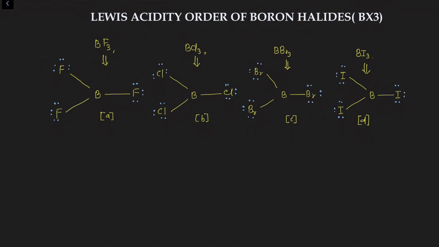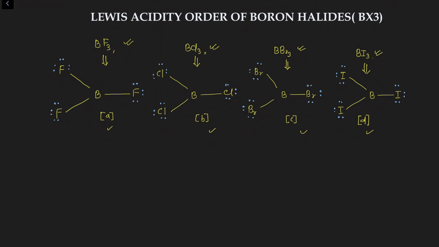Today we are going to discuss the Lewis acidity order, or Lewis acidic character, of boron halides. So what are the boron halides? Boron trifluoride, boron trichloride, boron tribromide and boron triiodide. These A, B, C, D are the Lewis dot structures of all the boron halides.